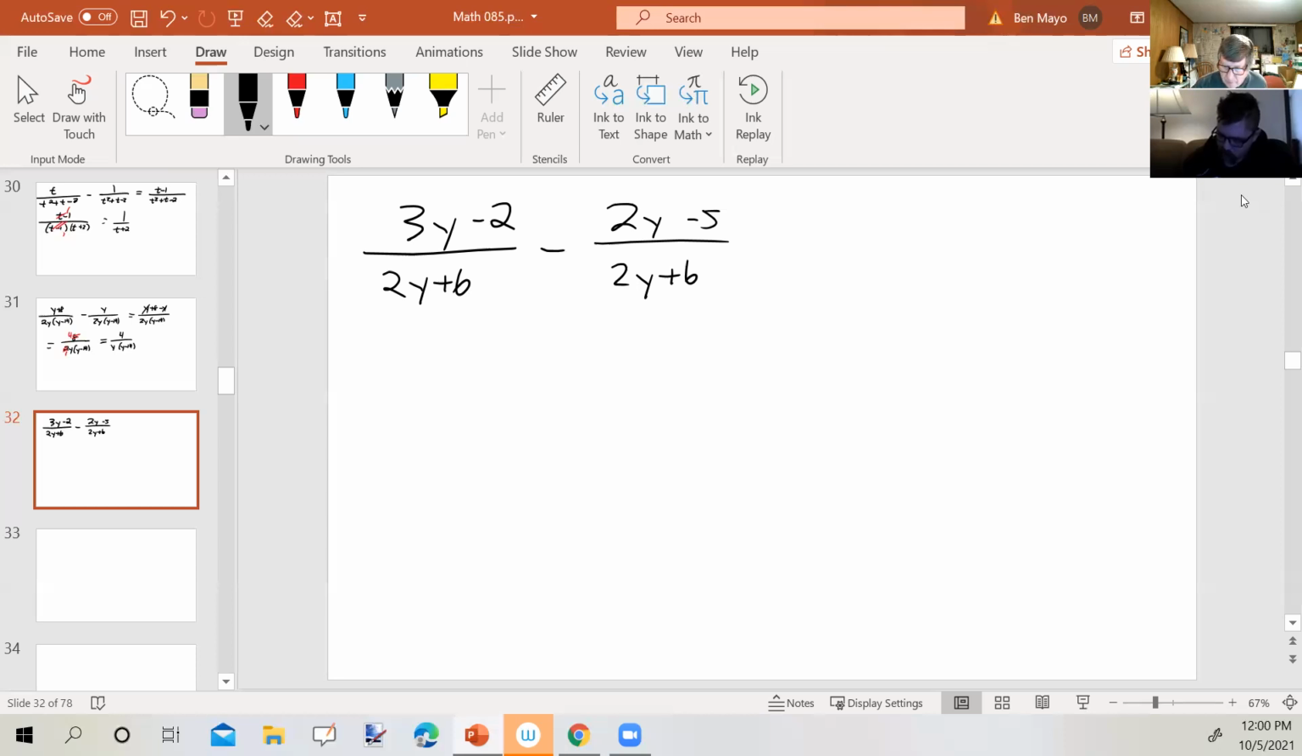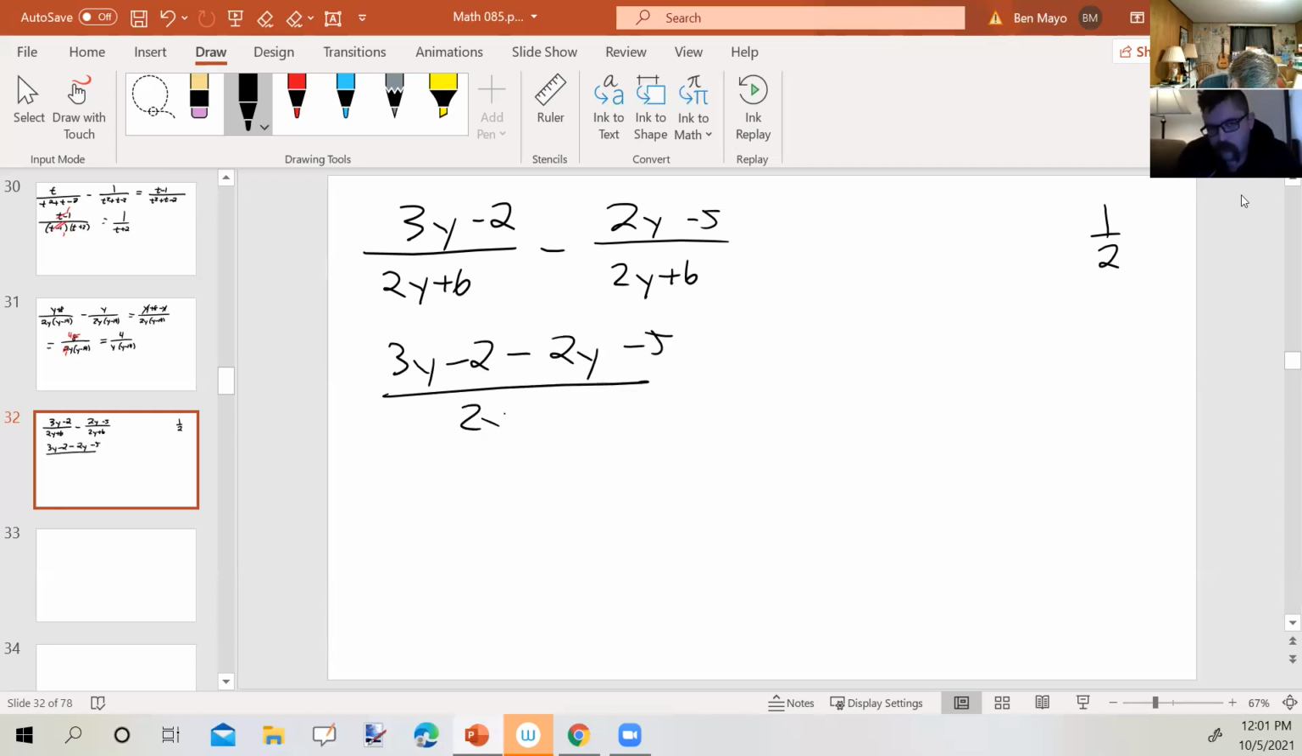Now, if you do this correctly, the answer should be 1/2. Let's take a look at it and let me tell you, if you got it wrong, what you probably did. Okay, so I'm going to subtract the numerators over the common denominator. So I'm going to get 3y minus 2 minus 2y minus 5 over 2y plus 6, which then would be y minus 7 over 2y plus 6.